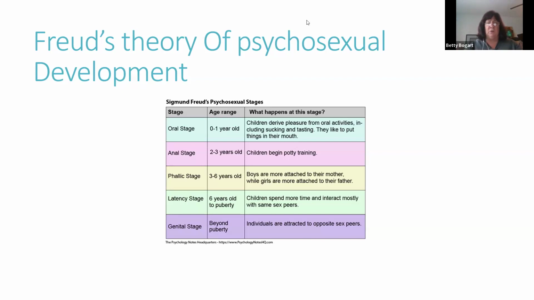Then we get to preschoolers. They start to get more attached to their moms, boys, and girls to their dads. And they call it the phallic stage. It's more like that opposite sex and understanding each other.